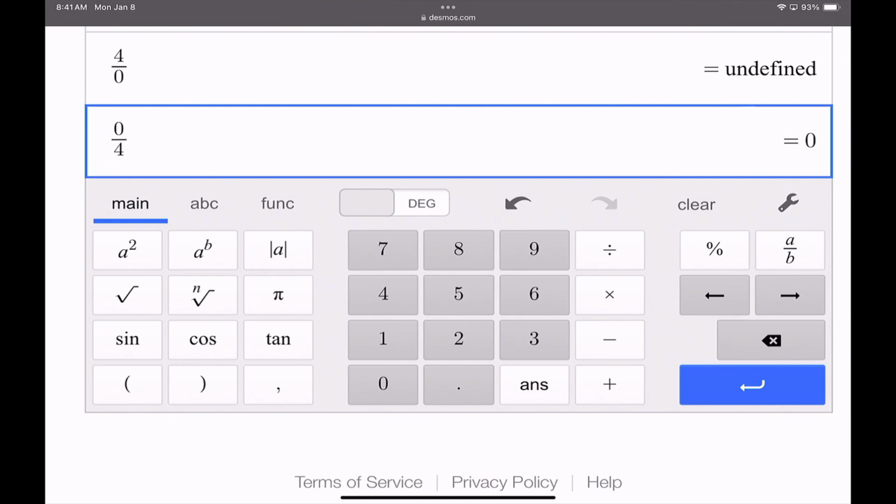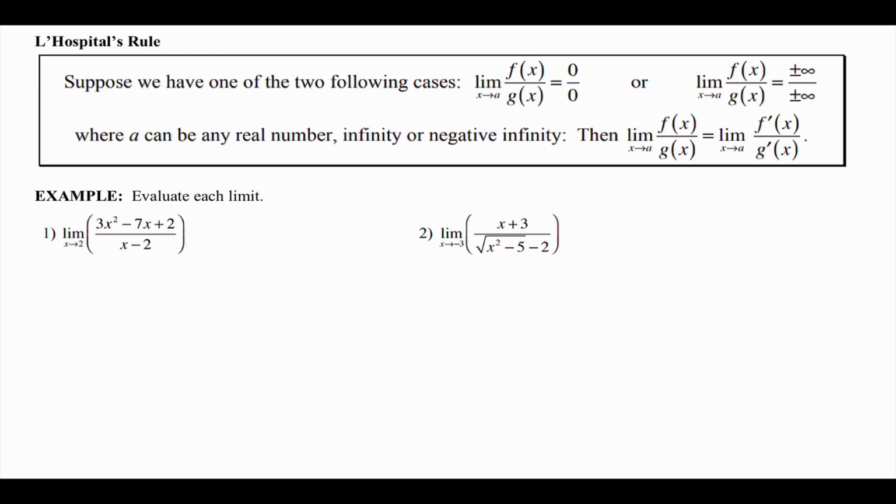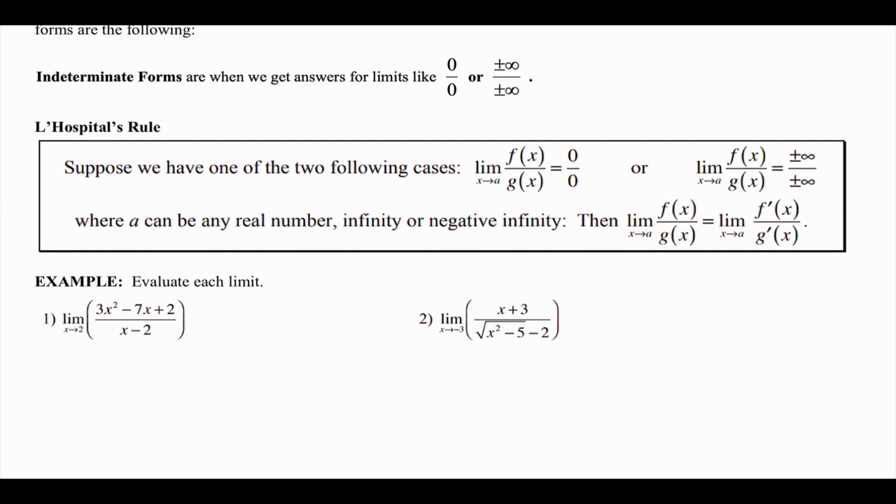So if I get 0 on the bottom of a fraction, it's always going to be undefined. If I get 0 on top of a fraction, it's 0. But what if I get 0 in both places? Is it 0? Is it undefined? The answer is I don't know. That's why we call it an indeterminate form. I don't know what the answer is, so that's why it's indeterminate. Okay? The other one is infinity over infinity.